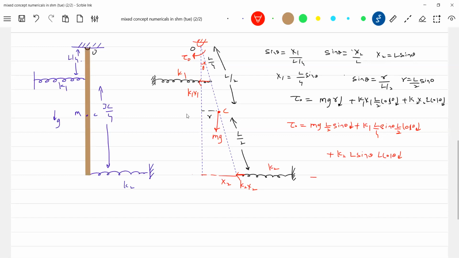So what is it? This is moment of inertia. And I'll put a negative sign. Why? The torque will act opposite to angular displacement. So this will be minus ml square by 2l into alpha is equal to all the sine theta terms. Let me take it outside.